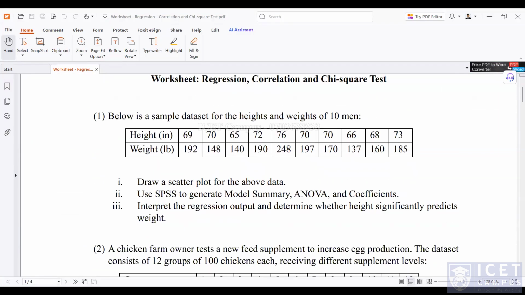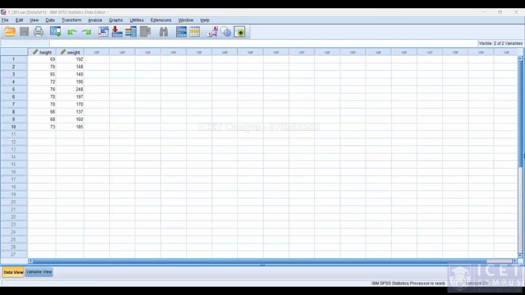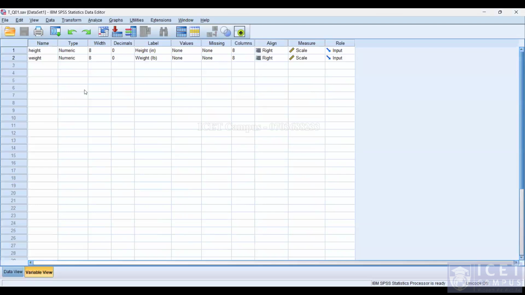First one, below is a sample data set for the heights and weights of 10 men. Heights given, weights given here. So draw the scatter plot for the above data. So we can enter the data into the SPSS worksheet, right? So you can define the variables height and weight. So height in inches, right? So these are actually scale variables.